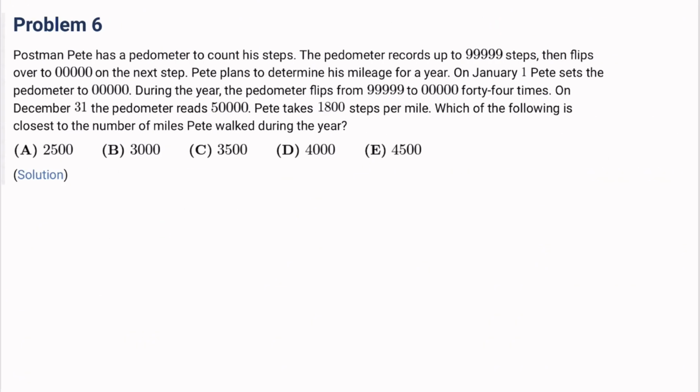Number 6, Postman Pete has a pedometer to count his steps. The pedometer records up to 99999 steps, then flips over to 00000 on the next step. Pete plans to determine his mileage for a year. On January 1st, Pete sets the pedometer to 00000.